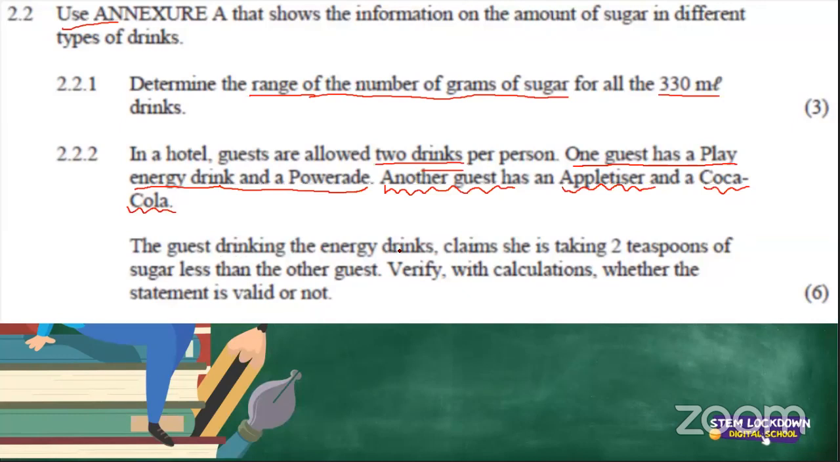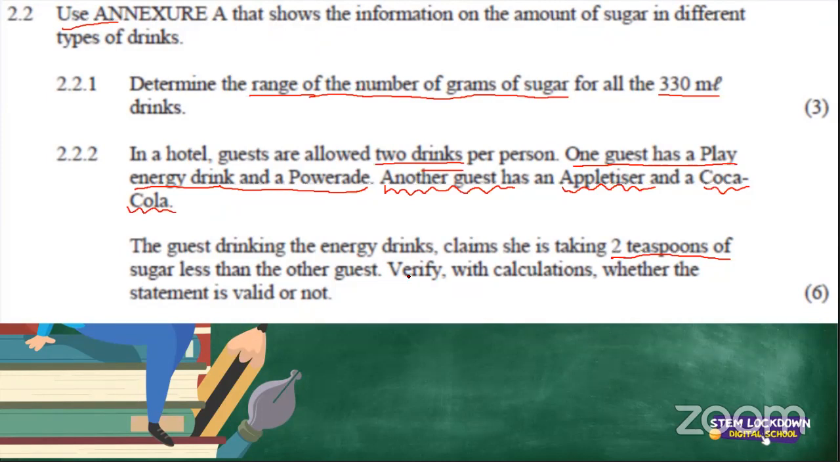drinking the energy drinks. Obviously, we're talking about guest 1 because guest 1 drinks Play, the energy drink, and Powerade. She claims she is taking 2 teaspoons of sugar less than the other guest. Right? So the lady who's drinking Powerade and energy drinks claims that she drinks 2 teaspoons less than guest 2. Remember, guest 2 is drinking appetizer and Coca-Cola.